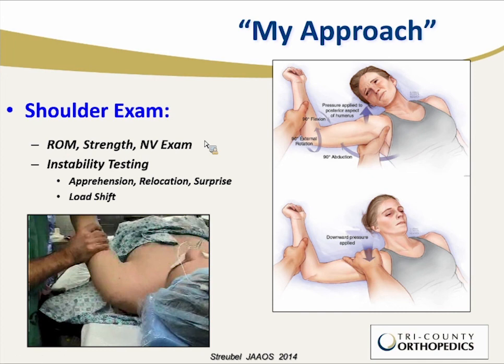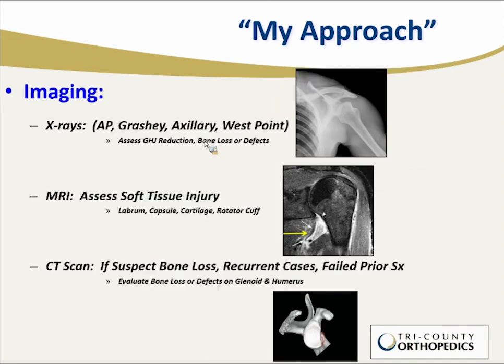So if that's negative, they have good strength and range of motion, and they had an injury where maybe it's only soft tissue, no bone, a subluxation event, that might be one that could go back with lower risk. So imaging. Dr. Willis?